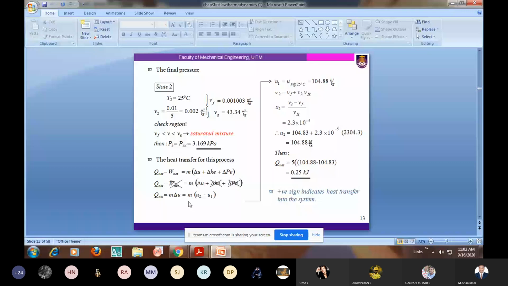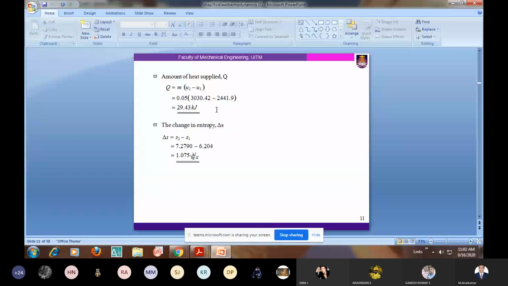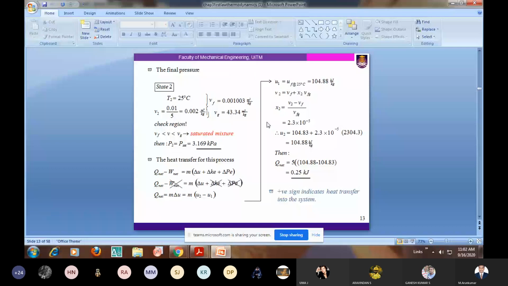Then how can we calculate U1? We can take the U1 value from the same table corresponding to V1. If you take it, the U1 value will be 104.88. You can check in your property tables.